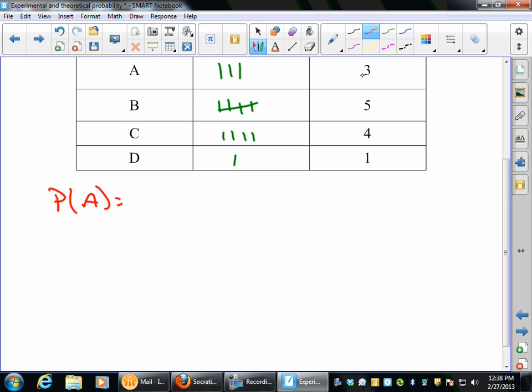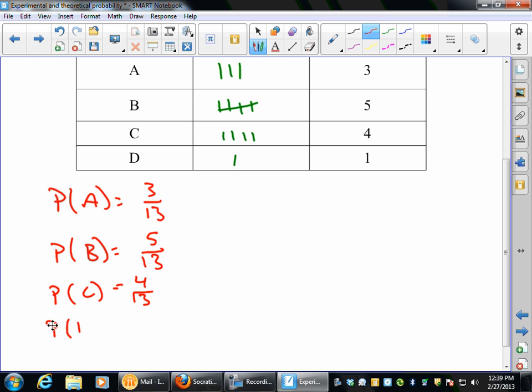Well, let's see. I got 3 A's. How many spins were there? So we have 8 there, and another 4 spins is 12, and 1 is 13. So that probability would be 3 out of 13. The experimental probability for B, I got it 5 times out of the 13 spins. C was 4 times out of 13 spins, and D was once out of the 13 spins.